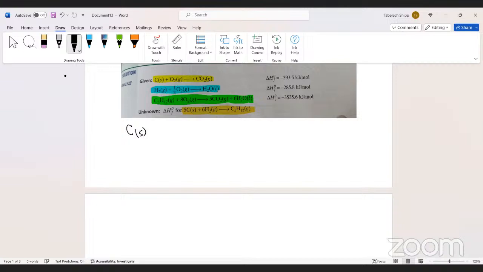C(s), carbon, plus oxygen, producing carbon dioxide. The delta H was negative 393.5 kilojoules per mole.